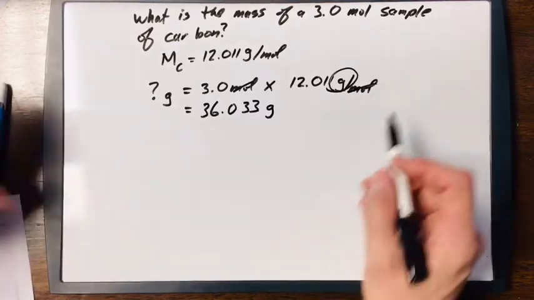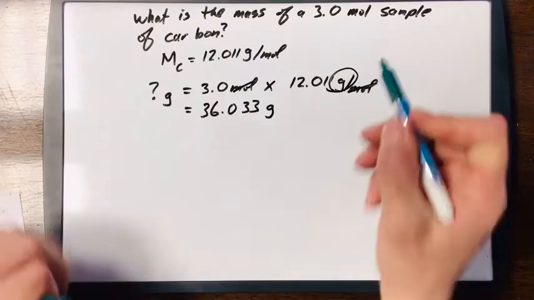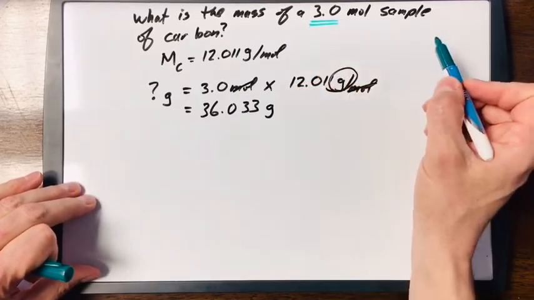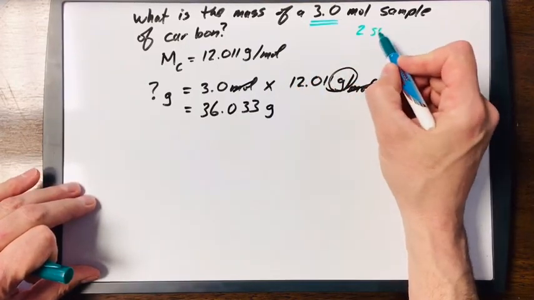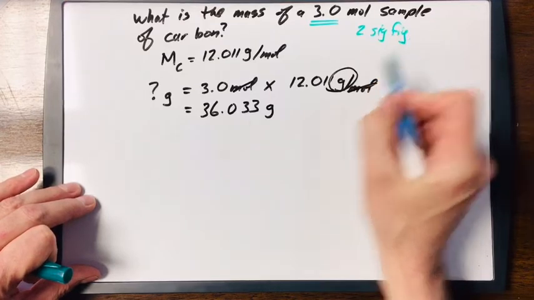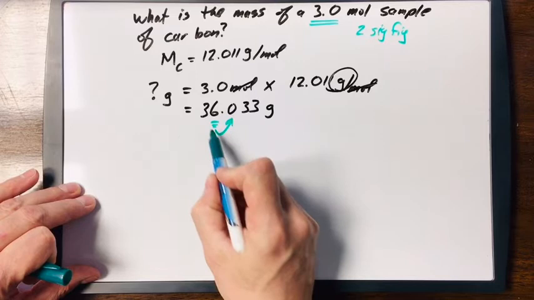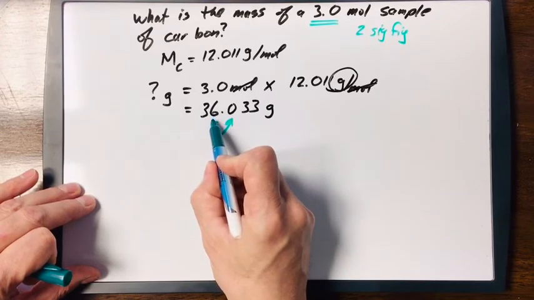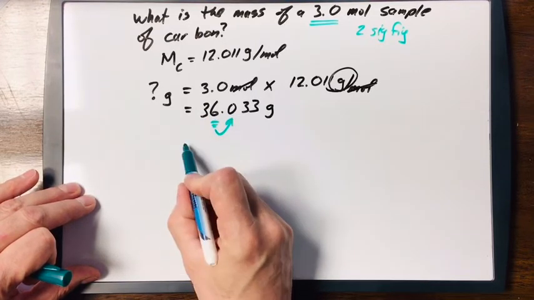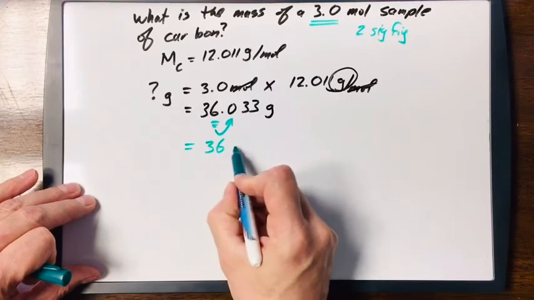As always, we're going to do a last thing. We're going to analyze and make sure that we have proper significant figures. Our value in the question has 2 sig figs. So we're going to take our final answer and convert it to 2 sig figs. There's your first, there's your second. The last one always gets influenced by the number that's after it. So it's 36 grams.